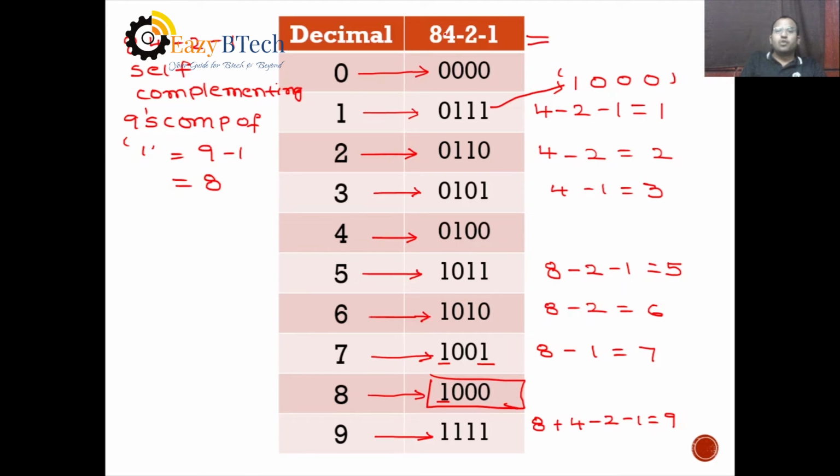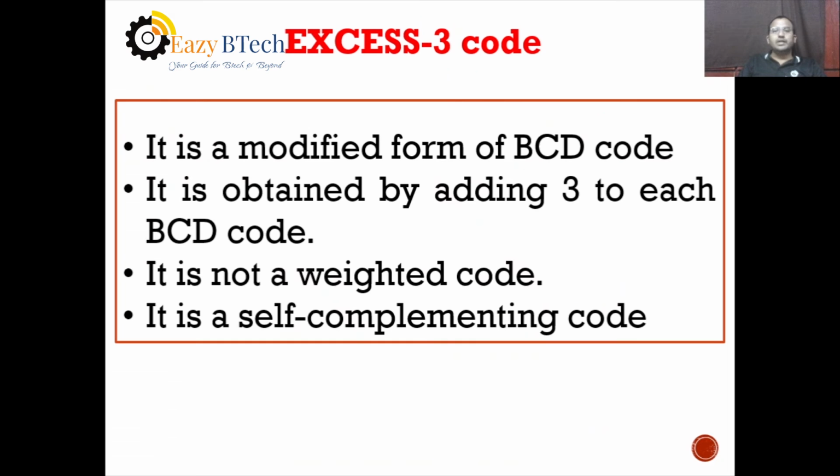the sum of all the weights. The sum of all the weights in this code is also 9. So 8 4 minus 2 minus 1 code is an example of a negative weights code, and it is also self-complementing code, right? So the next code that we are looking at is XS3 code.